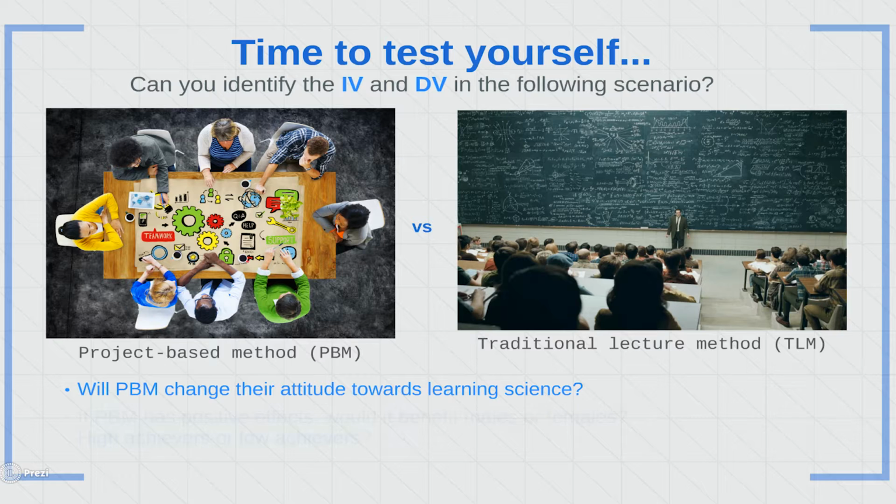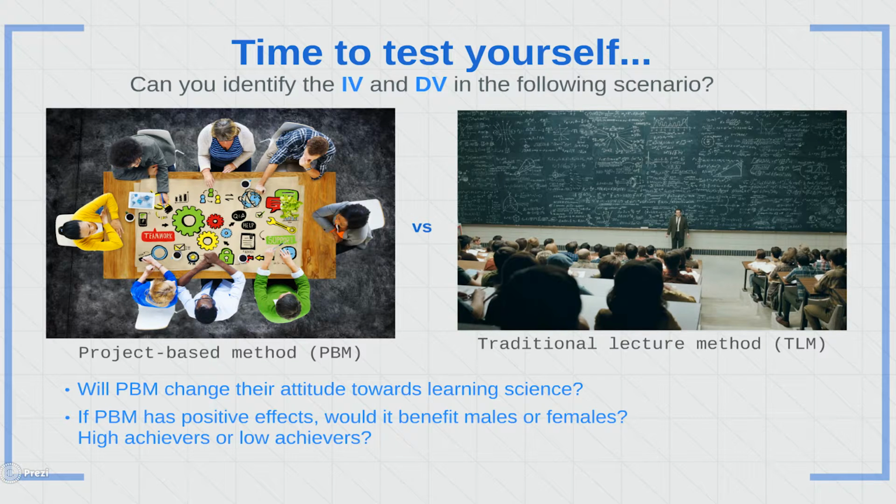Lastly, if PBM has positive effects, you want to know if it would benefit A. male students more or female students more, B. high achievers more or low achievers more.